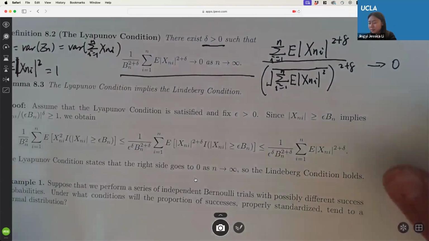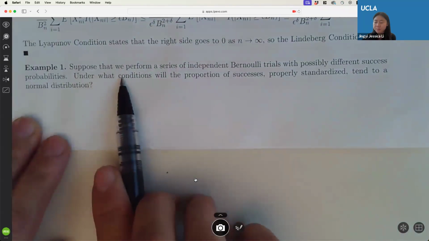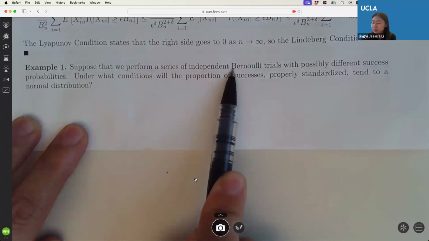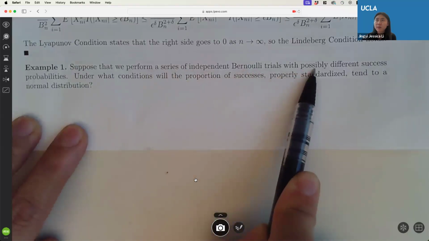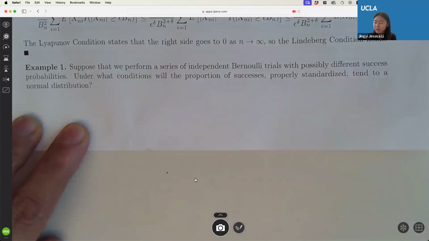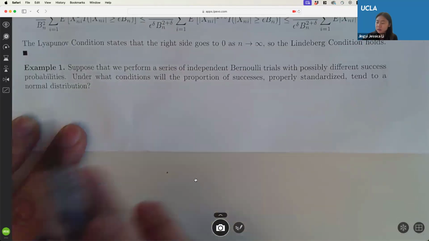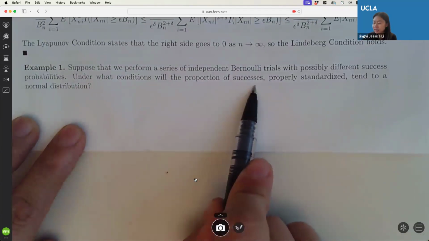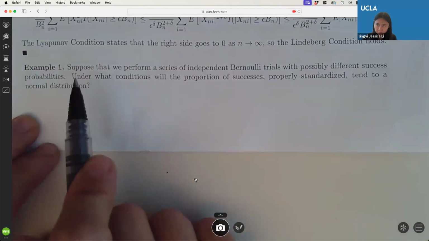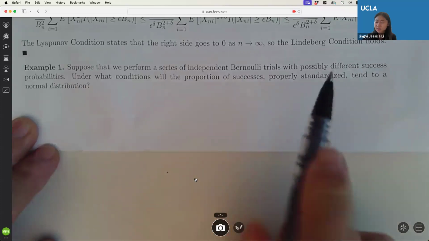Okay, so this is the Lyapunov condition. Now let's look at some more concrete examples, less abstract, to help you do the application. Example 1: suppose that we perform a series of independent Bernoulli trials with possibly different success probabilities. So we have coin tossing, independent Bernoulli trials, but each toss has a different chance of getting heads. Under what conditions will the proportion of successes, properly standardized, tend to a normal distribution? That's our question.